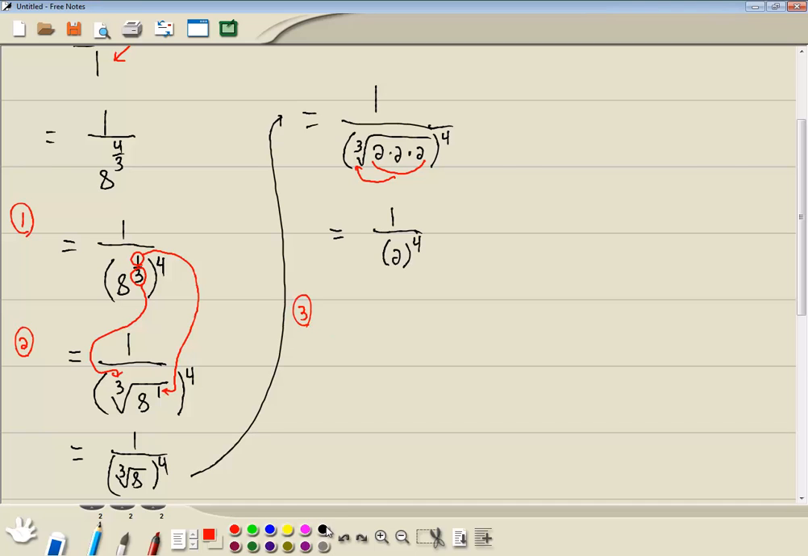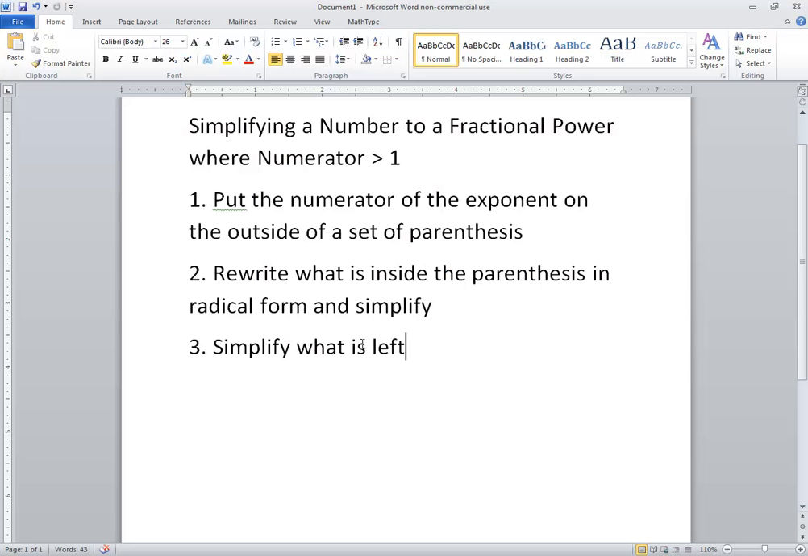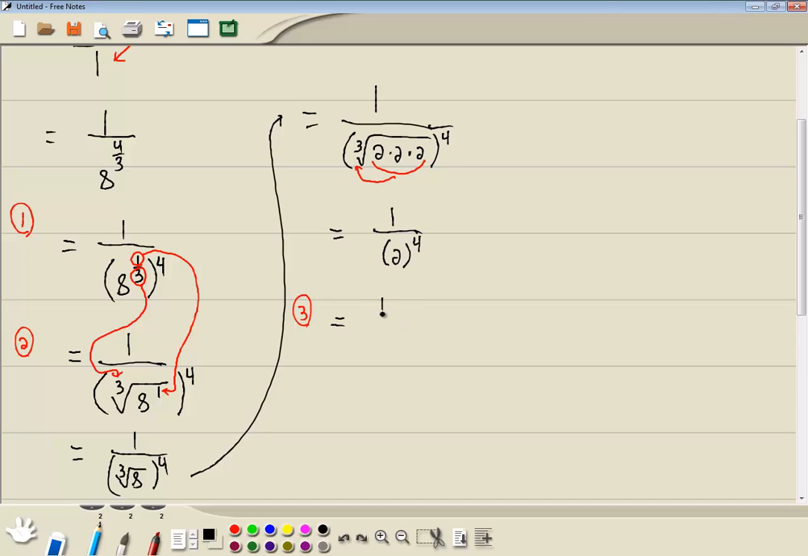Now step 3 says simplify what is left. Well, 2 to the 4th power is 16. So our answer would be 1 over 16. Now back to our original problem.